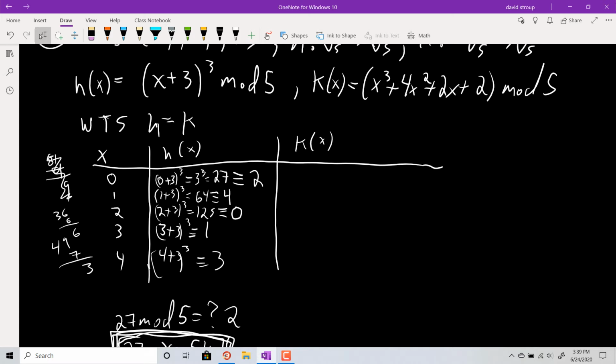So now I'm plugging these x values into my k function. So 0 cubed, that's going to be 2 mod 5. So that will just be 2. Put in 1, you get 1 plus 4 plus 2. So 4, 5, 6, 7, 8, 9. So that'll be 4 modulo 5. And then plug in 2. So that's going to be 8 plus 16 plus 4 plus 2. So that would be 20 plus 10. That's 0 modulo 5.